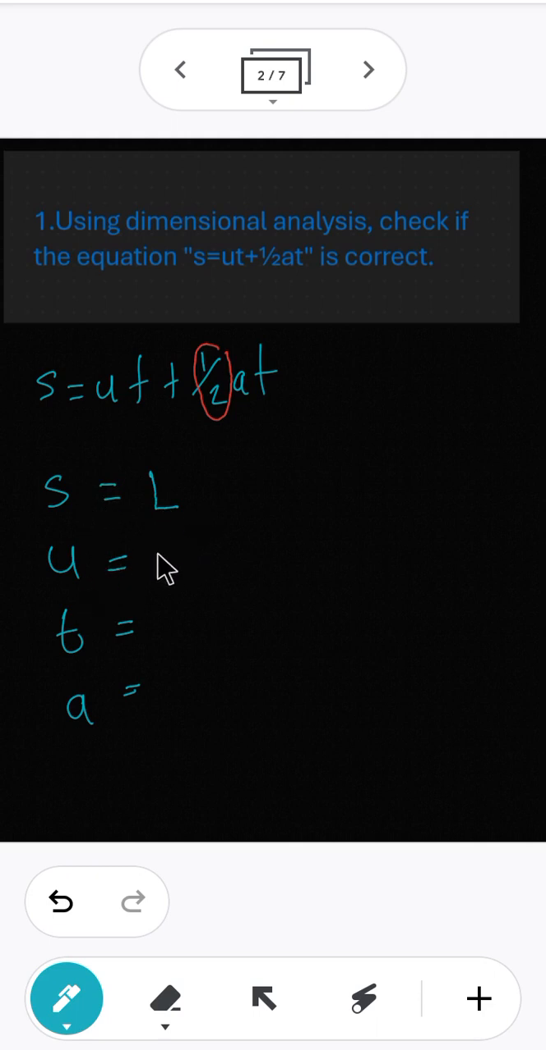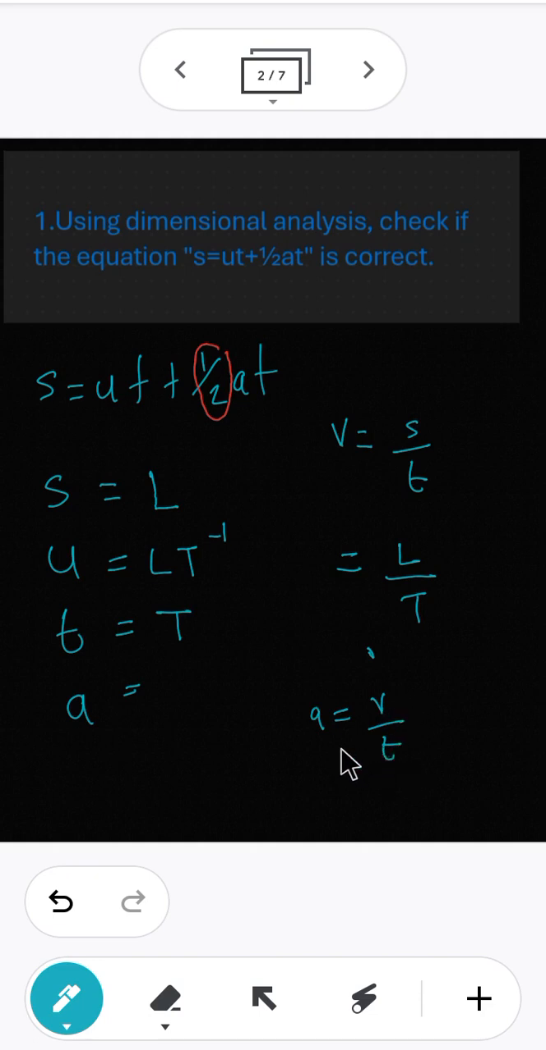Now U simply means initial velocity. Now we know that velocity is equal to displacement over time. So displacement, which is S, the dimension is L. The dimension of time is capital T. So the dimension of velocity gives LT raised to power minus 1. When you apply indices, the dimension of time is just capital T. Then the dimension of acceleration is velocity over time. Since we know the dimension of velocity and time, there's no need going further. Velocity is LT minus 1 divided by T.